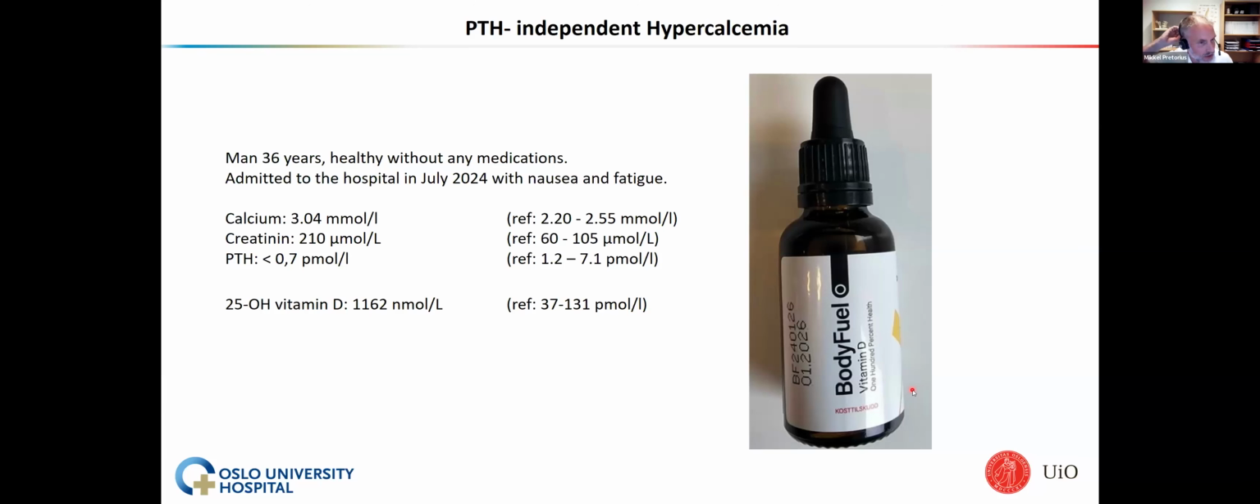And now we've actually had 3 patients admitted to Norwegian hospitals because of this Body Fuel. It's not an exclusively Norwegian preparation, so I'm thinking that some of you have probably also experienced this during the summer. It's out from the market, but it's sold on the internet, so there is a lot of these lying around.